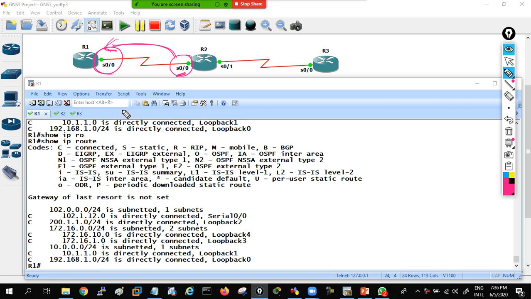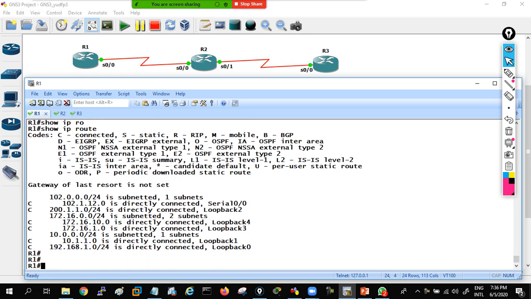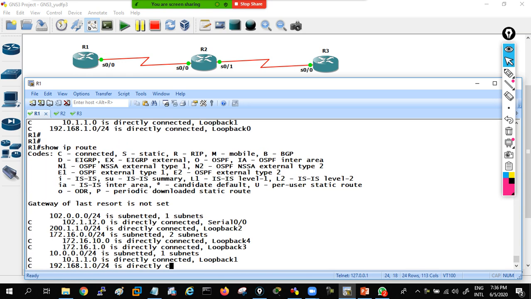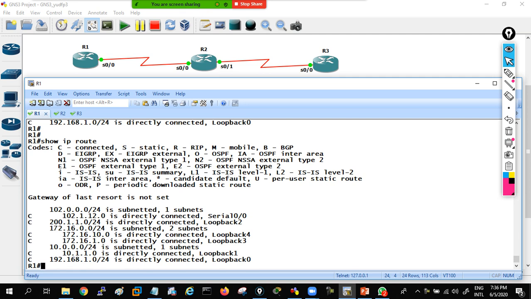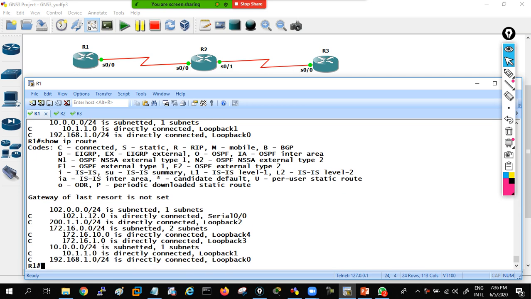Hello? Did you see here, everybody? Are you able to see any other RIP routes? In my routing table, I am typing show ip route multiple times. Did you see here? Are you able to see any other routing updates? Nothing. You understand? Guys, everybody is okay with that.